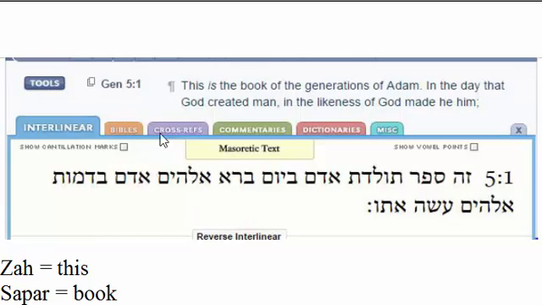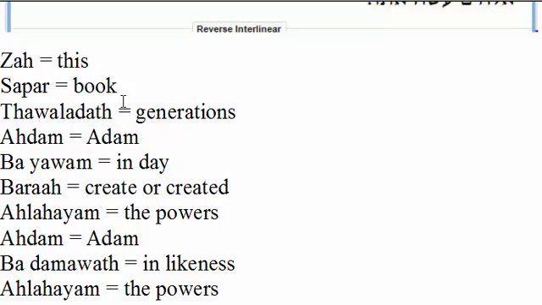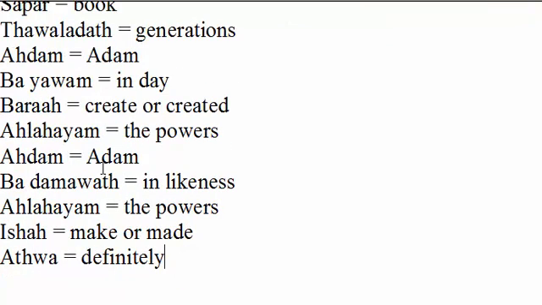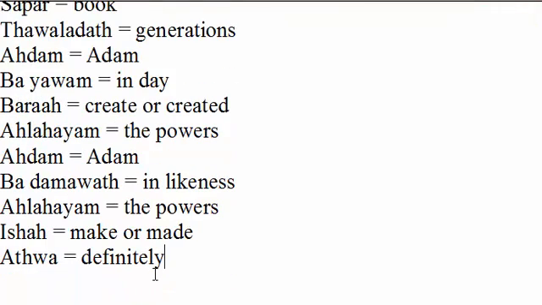So when we went through the first verse, this is the book of the generations of Adam, and the day that the Most High created man, in the likeness of the powers made he him. And when you read through here: Zah, this; Sapar, book; Thawaladath, generations; Adam, Adam; Bayawam, in day; Bara'ah, create or created; Alahayim, the powers; Adam, Adam; Badamawath, in likeness; Alahayim, the powers; Aisha, make or made; Athwa, definitely. So this is how it took place.